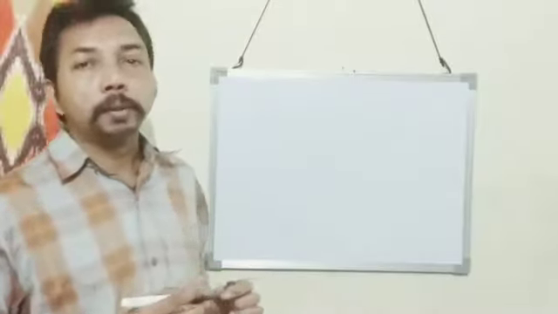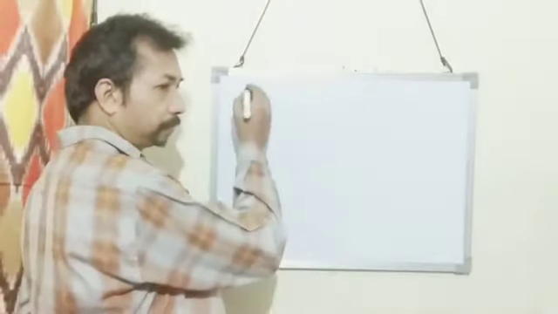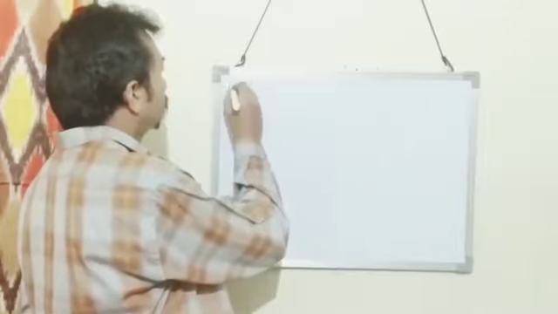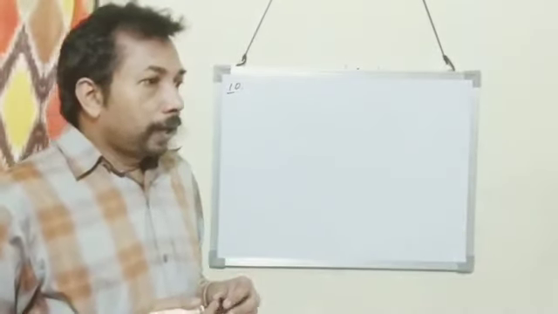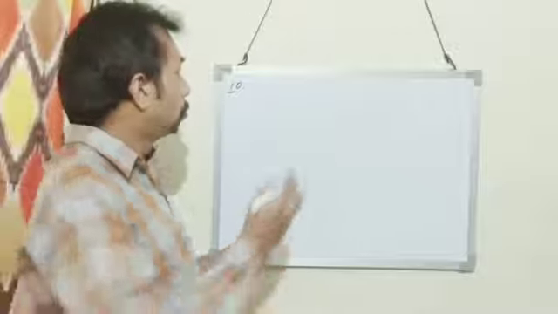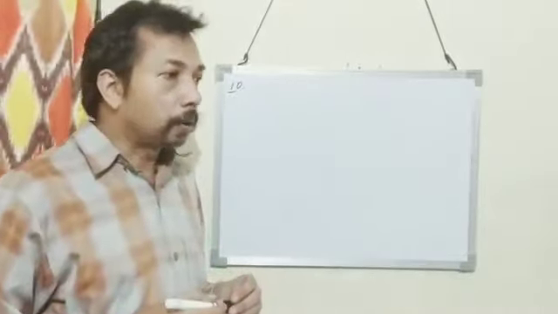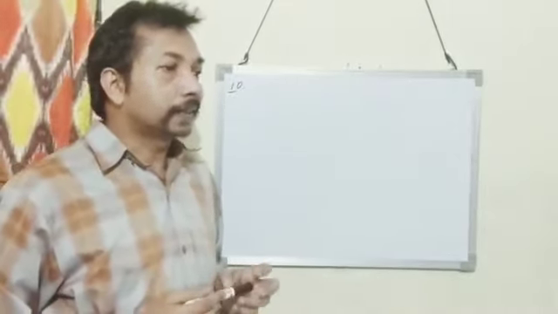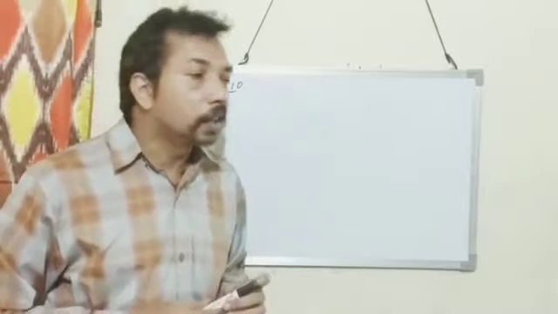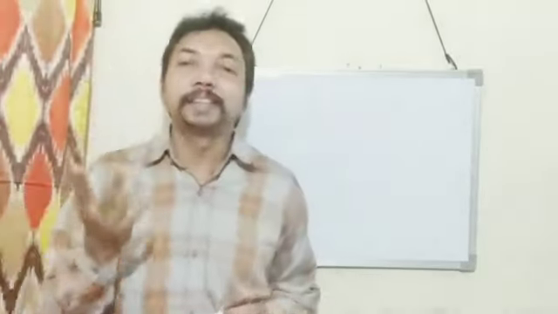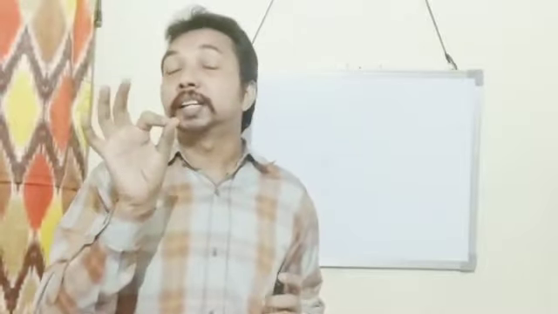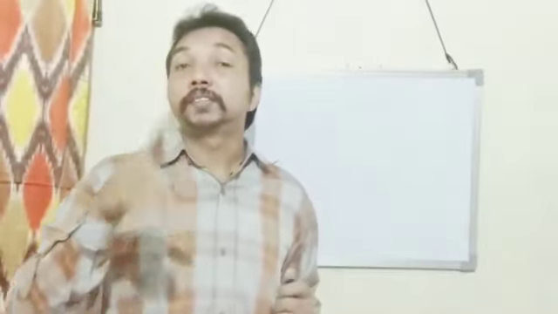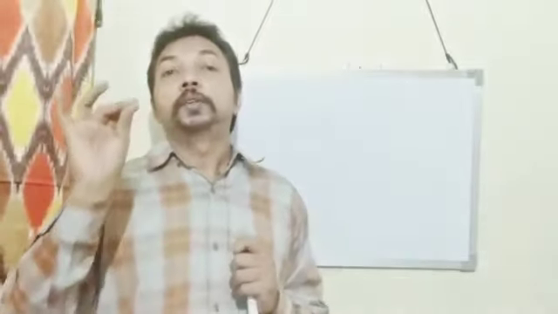Now we do question number 10. A wire of resistance 3 ohm is given, and length 10 centimeter is stretched to length 30 centimeter. So the initial length is 10 centimeter, stretched to 30 centimeter. So on stretching, the length of 10 centimeter becomes 30 centimeter.